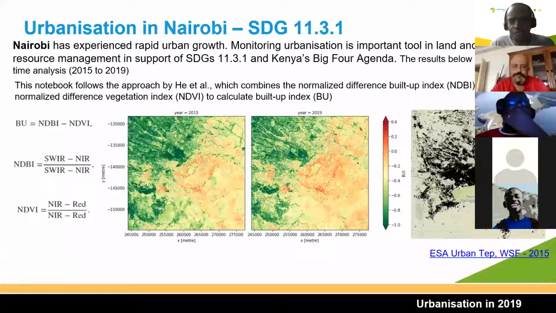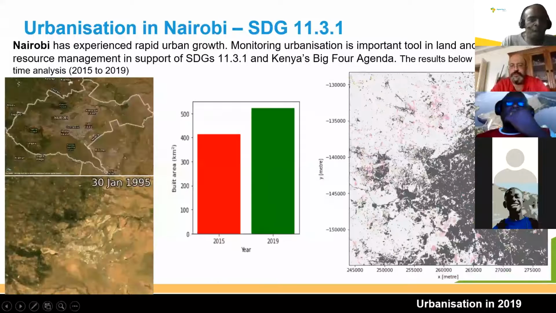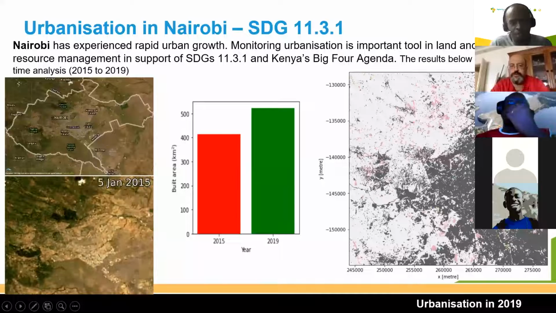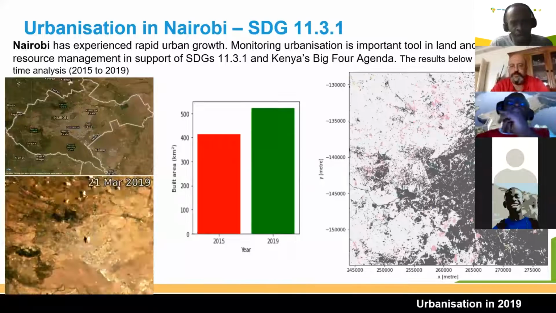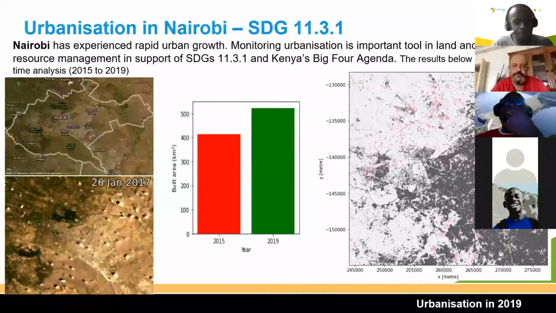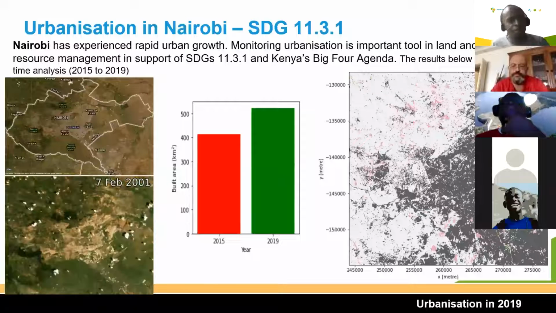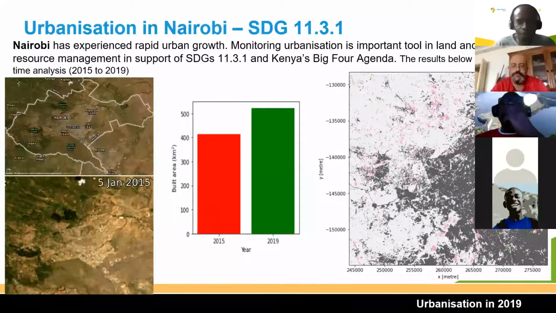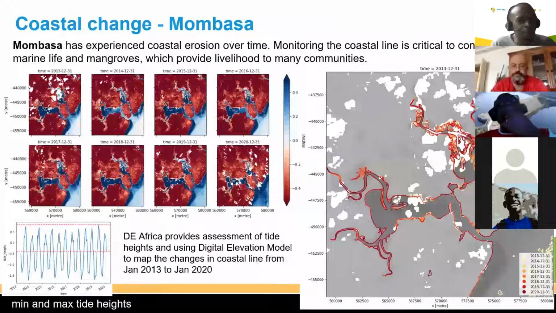This one is on urbanization, just for example of Nairobi in Kenya, showing how we can use the built-up index and NDVI and NDBI to show some assessments over time, and comparing this with the products from the European Space Agency, the urban temps, very interesting stuff. And from this, you can see the changes over time, the change in this particular year and the change in that particular year, 2019, and even generating an animation which you can present for various forums. This is an example of coastal change.